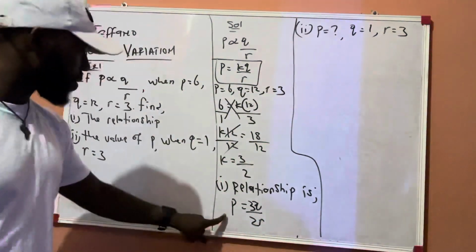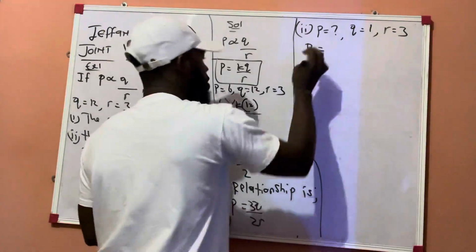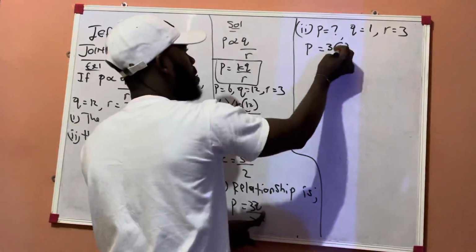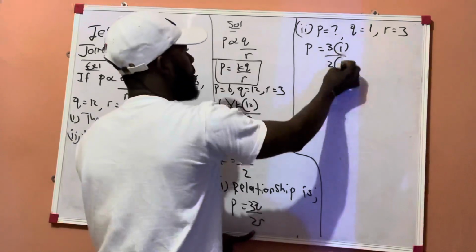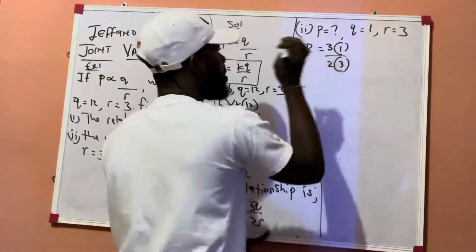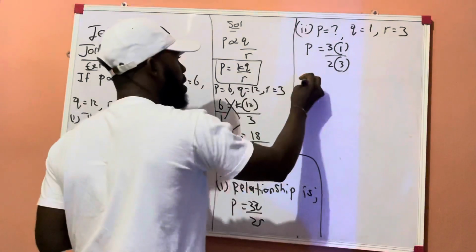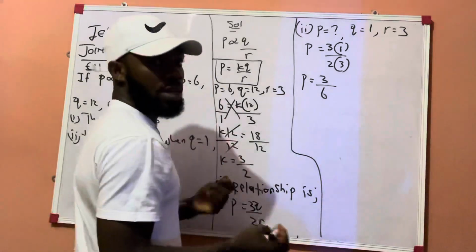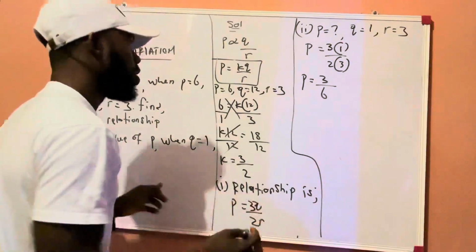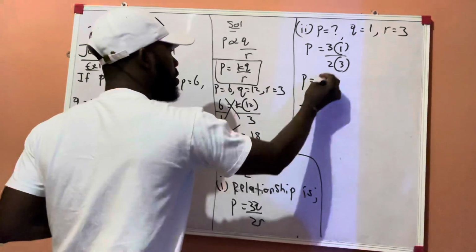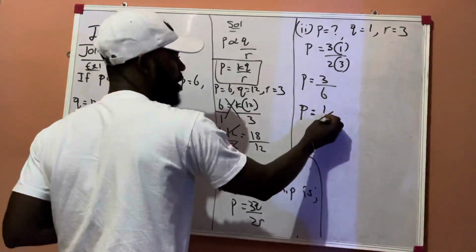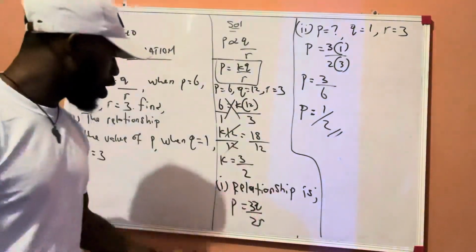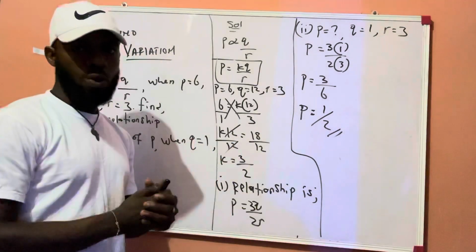So automatically here becomes P is equal to 3 bracket, this is Q. Now Q is 1 over 2 bracket, this is arrow. Arrow is 3. Now without wasting time, here becomes P is equal to 3 times 1 gives us 3, 2 times 3 gives us 6. Now we all know something that cancels 3 and 6, and that is 3. So the final answer becomes 3 cancel 3 will give us 1, and 3 cancel 6 will give us 2. So the value of P when Q is 1 and arrow is 3, using this relationship, will give us what? 1 over 2.